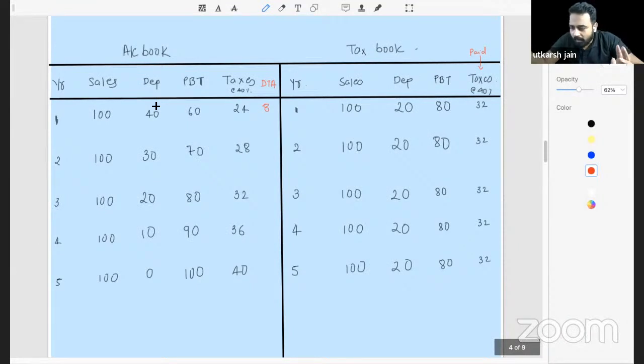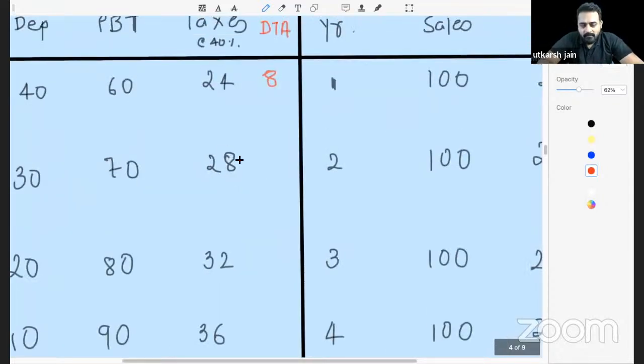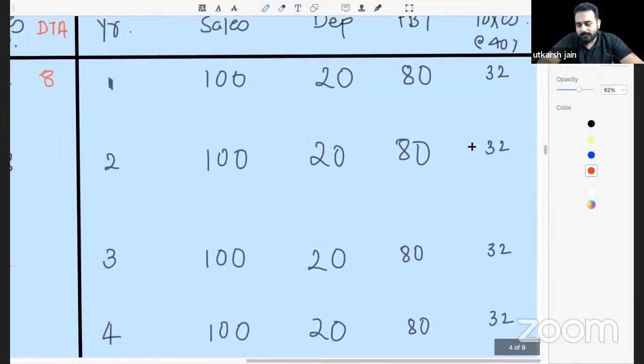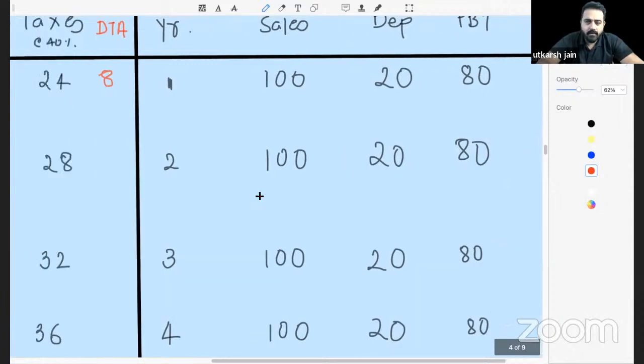The accounts guy called the tax guy and asked, how much did you pay? Let's say she said 32. He said, okay, fine, my books show 24. I'm paying more, so let me create a deferred tax asset of 8. Let's see what happens next year. Next year, same story. You do your accounting and figure out you should probably be paying 28. You call up the tax guys and ask, how much are you paying this year? They say, we are paying 32 this year. So you say, okay, fine.